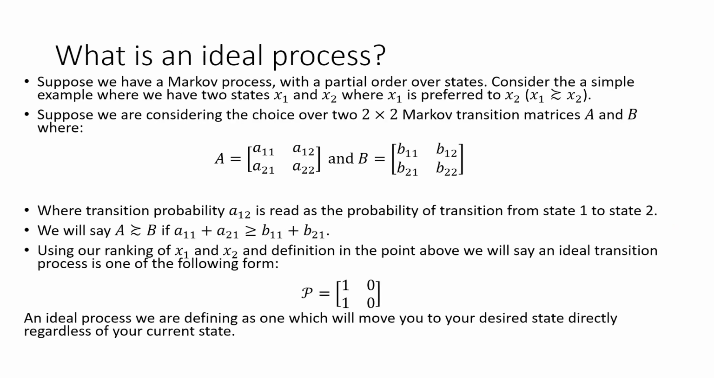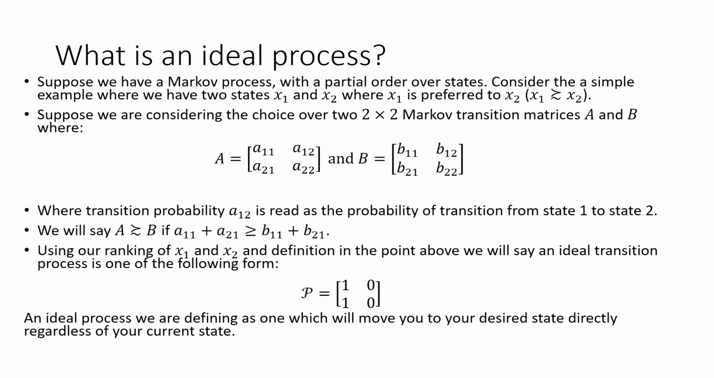So I'm defining this term ideal process. So how are we going to do that? It's not going to be so foreign. We're going to suppose that we have a Markov process with a partial order over states. Consider a simple example where we have two states, x1 and x2, where we say x1 is preferred to x2, and we're just going to use the preference relation symbol between x1 and x2.